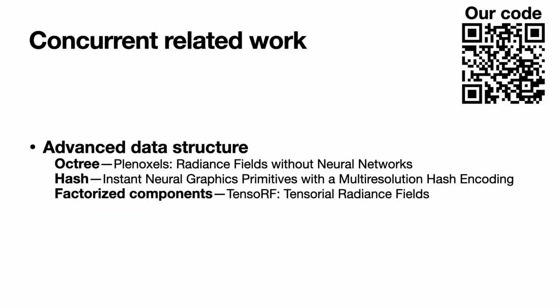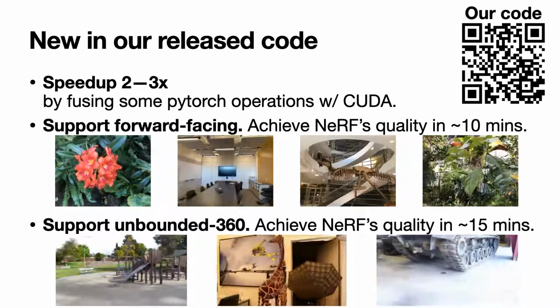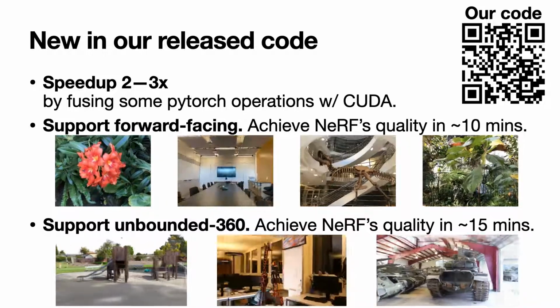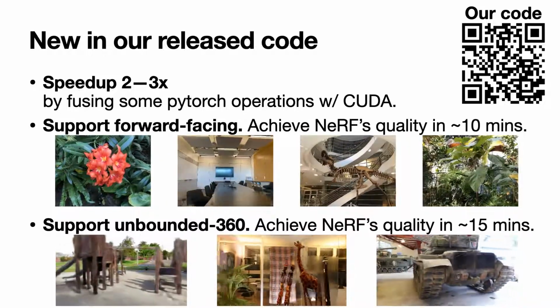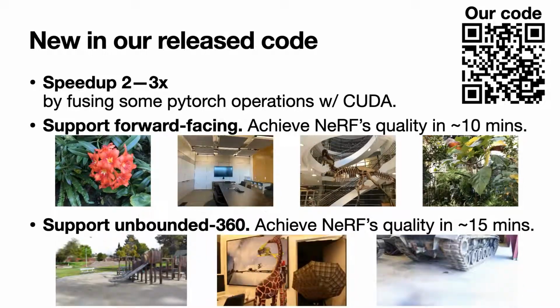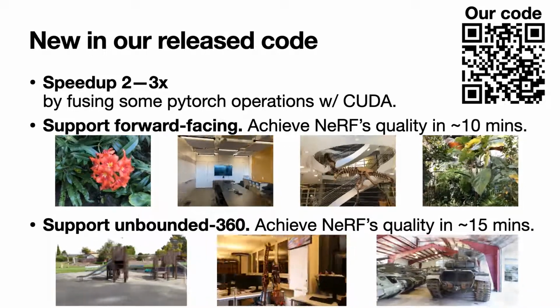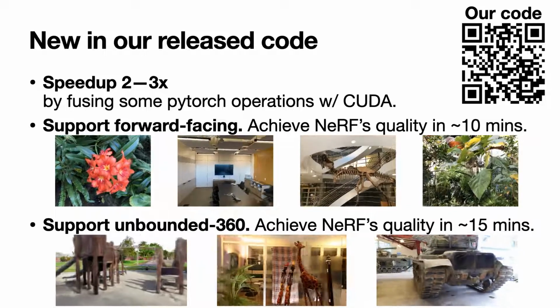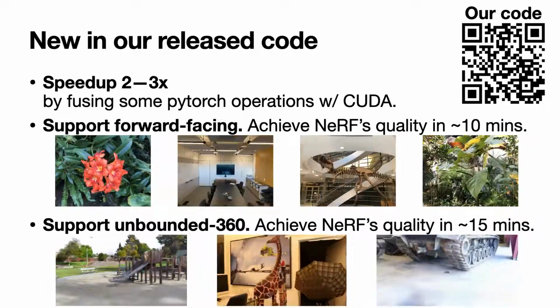There are some concurrent works using advanced data structures like octree, hash table, and factorized grids. You will need them if you want to use a higher grid resolution. But I believe the simplest dense grid could still be your good starting point if you have other challenging problems to deal with. We have released our code with many improvements. First, we fuse some Python operations with CUDA and achieve another 2 to 3 times speedup. We now also support forward-facing and unbounded 360 capturing and achieve NeRF quality in about 15 minutes.